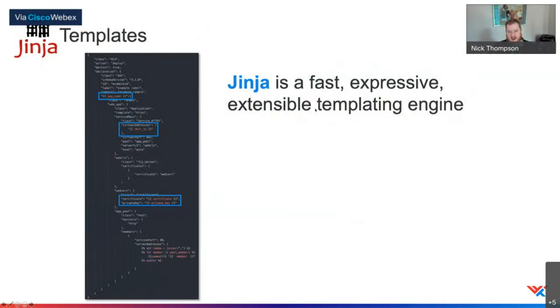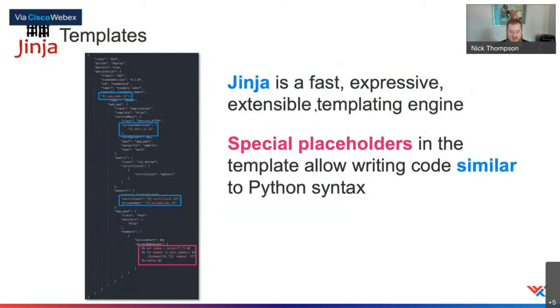Jinja itself is an extensive templating engine. It has special placeholders in the template so that you can pull in Python-like syntax. Where this is really common, and we'll go through this in the lab in a little bit, is in the F5 world. If you're using AS3, you're going to push a declarative payload to a device saying, go do this. All of those payloads can be templated out.